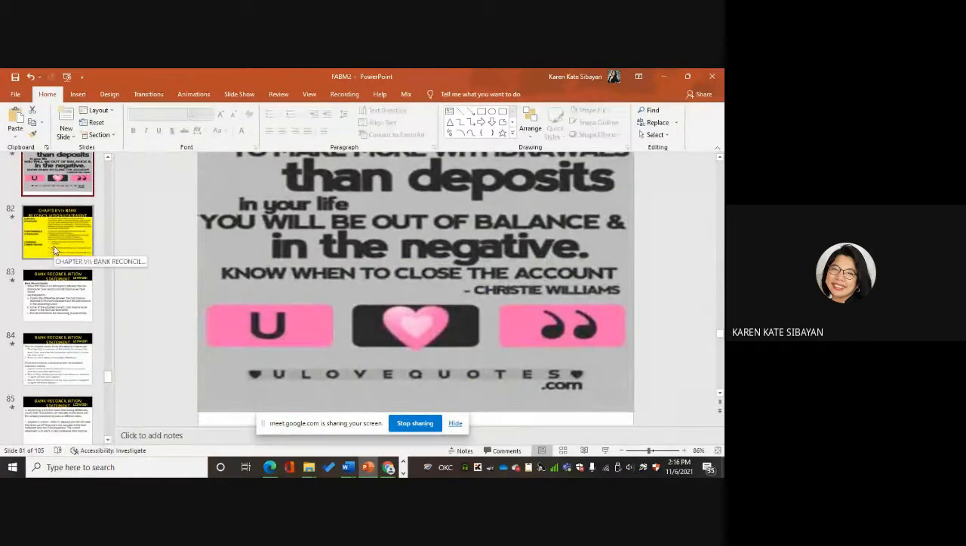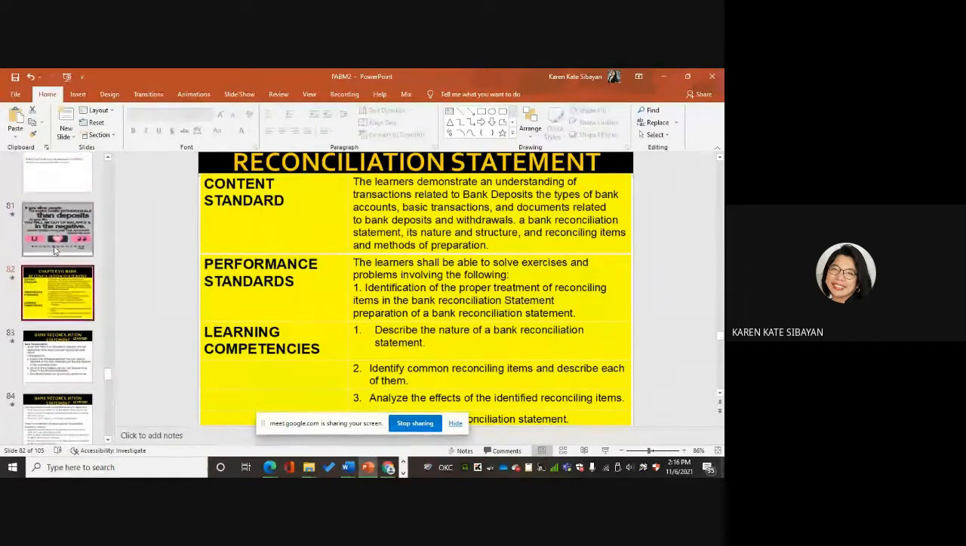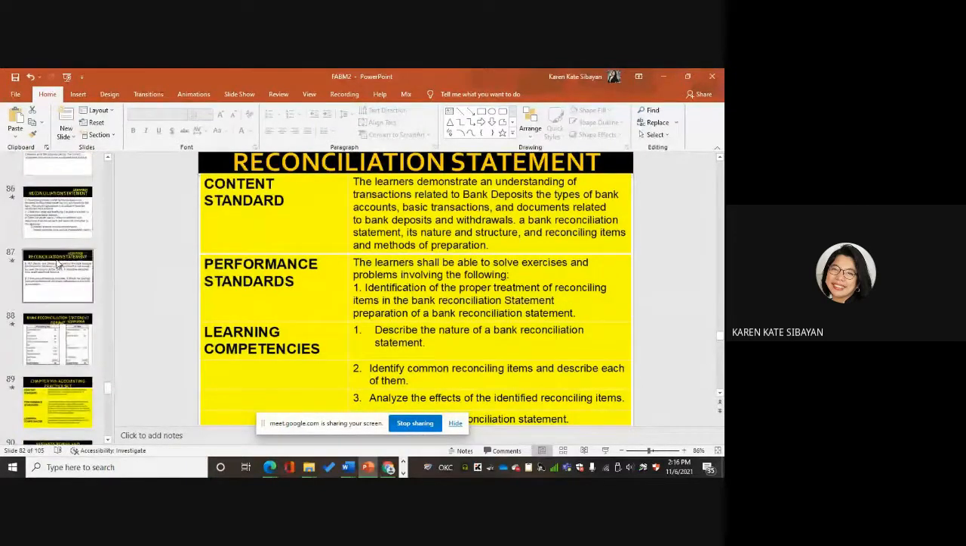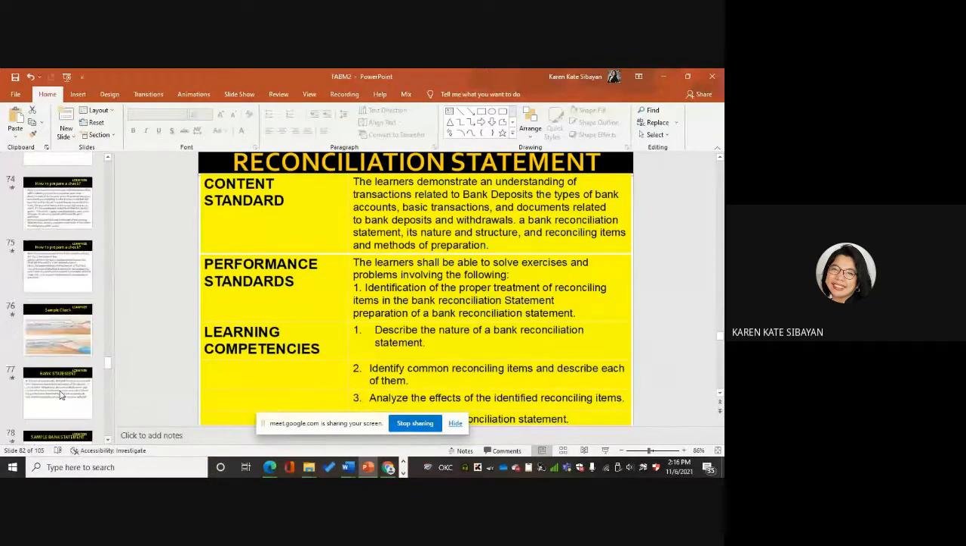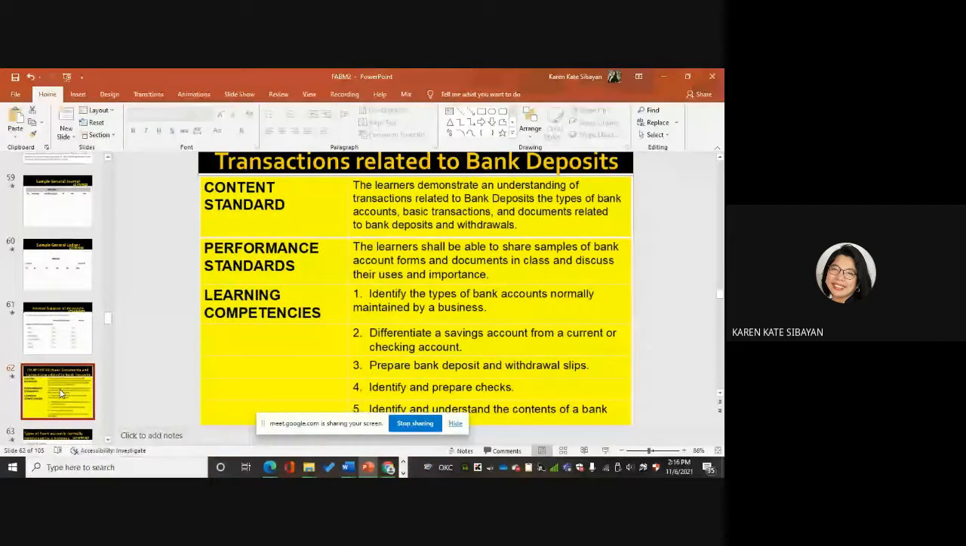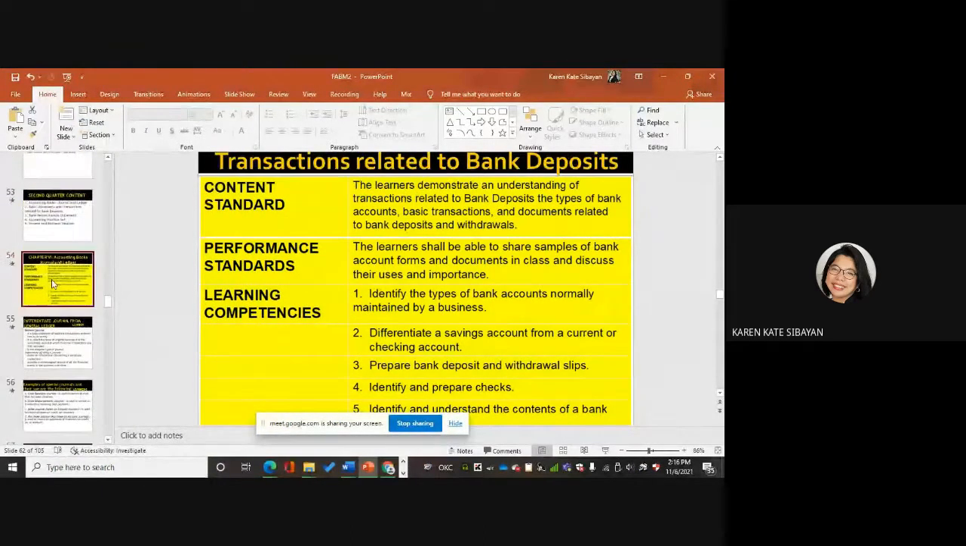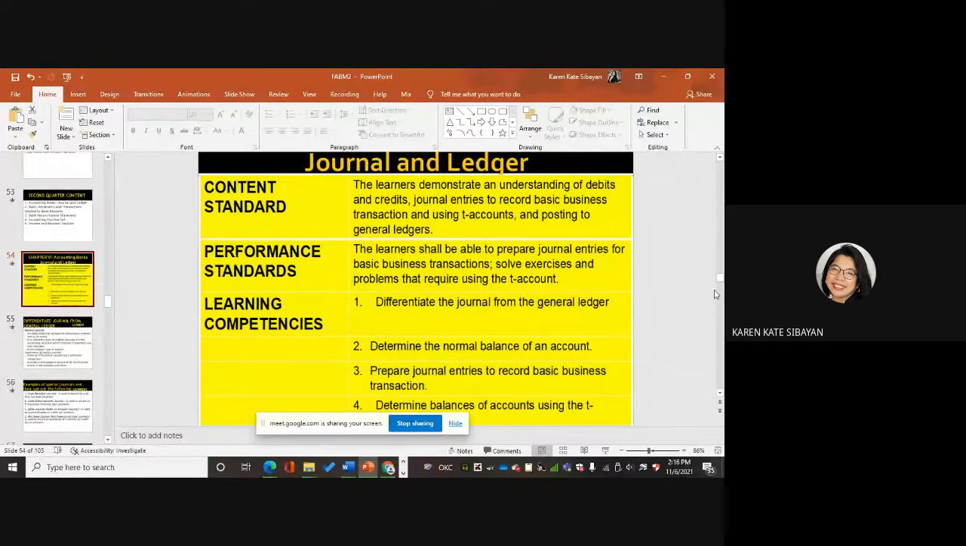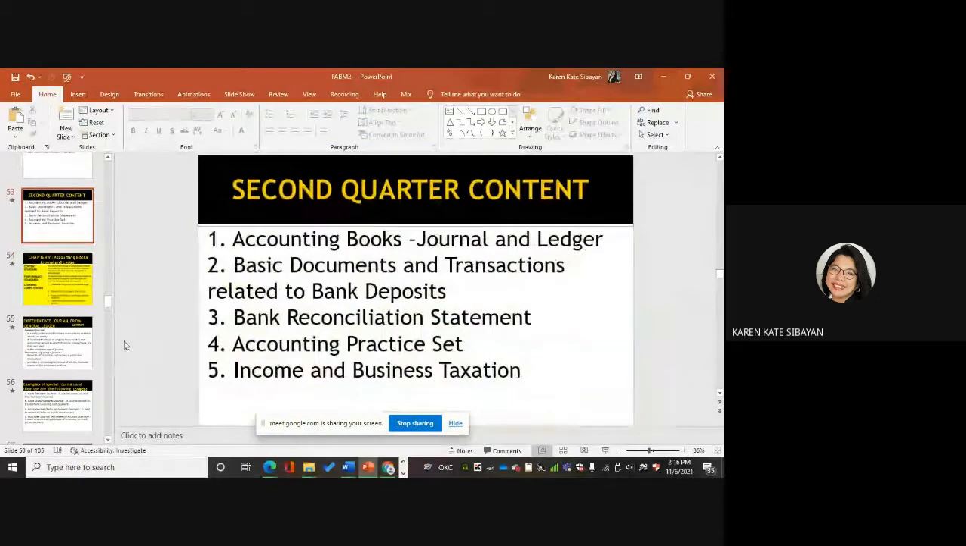Bank recon usually nasa accounting 1 din yan. Paki-check nga yung activity sheets natin hanggang saan yung class, hanggang saan yung topic. Kasi sa susunod, second quarter na parang itong extra time lang natin is i-discuss natin, okay?